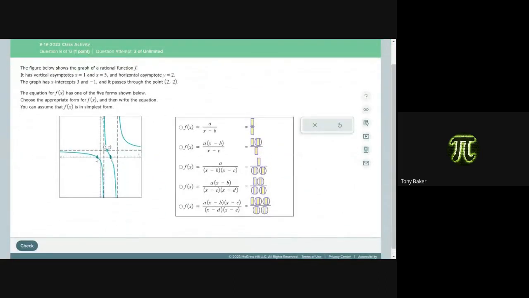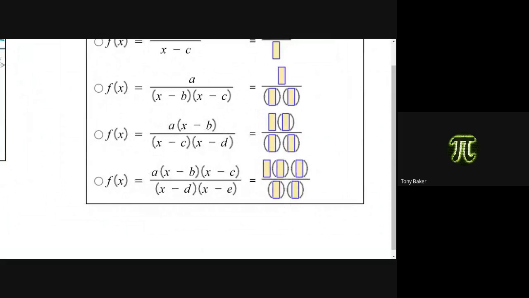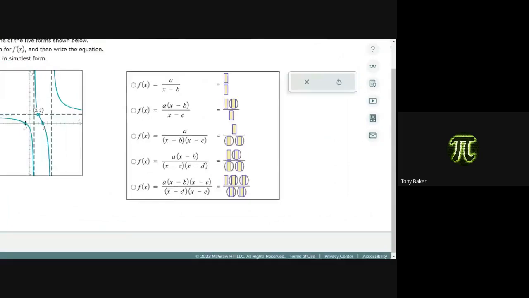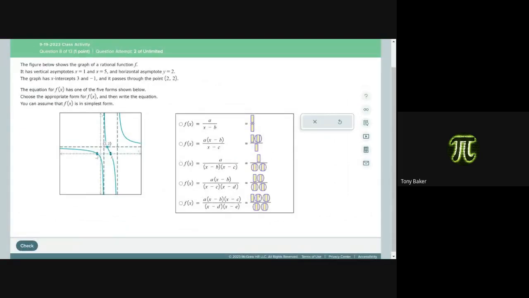All right, how many vertical asymptotes? Two. So that means one of the bottom threes. How many x-intercepts? Two. That means it's the last one because I have two x's. If you fold that out, you got squares, that's wrong. Yes. In this situation, yes.